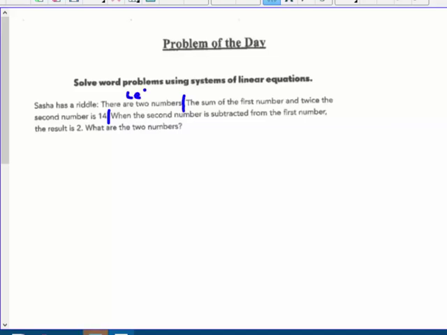Here's your let statements. Here's the first equation. When the second number is subtracted from, watch the order, the first, the result is 2. This is your second equation. So now you have two equations. What are the two numbers? So you can eliminate, substitute, graph, although there's not a piece of graph paper here, or guess with tables. I would eliminate. On to the next problem.